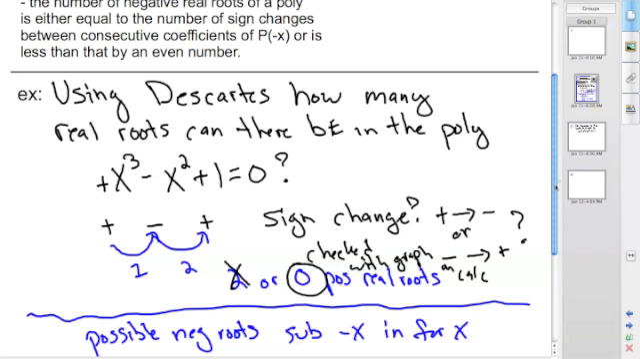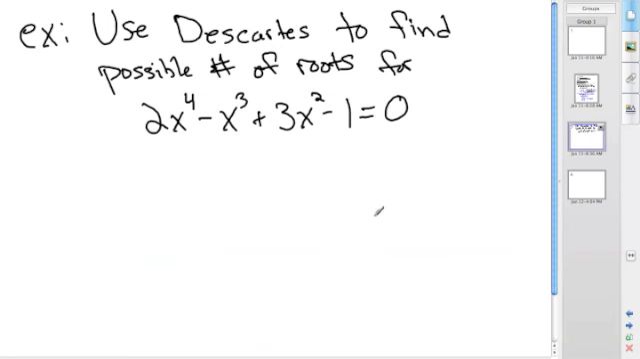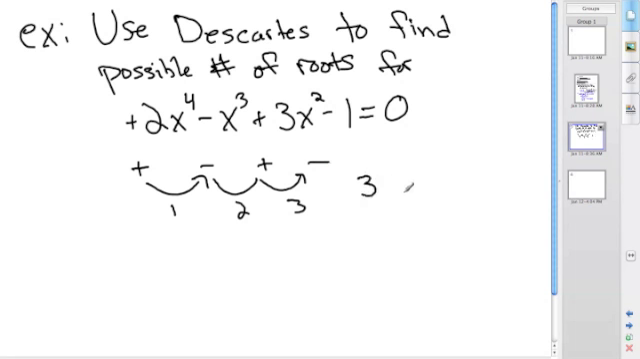So let's try another one. Descartes, how many possible roots can we have? So the first one's pretty easy because you just take them all. You don't plug in negative x. So we have a positive, negative, positive, negative. We have 1. We have 2. We have 3. So we have 1 sign change, 2 sign changes, 3 sign changes. So we're going to have 3 or 1 real positive root. Again, that's positive.